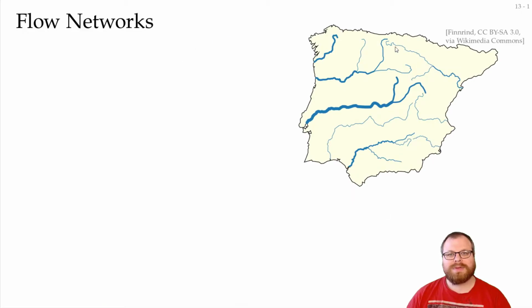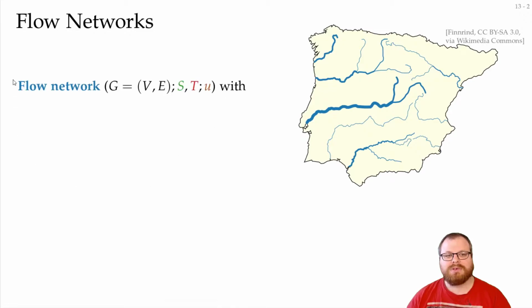A flow network might look like this. We have here the largest rivers from the Iberian Peninsula. And if we look at this, we always have some sources where the water comes from, and we have some sinks where the water flows to, which is usually the ocean. We can model this flow of water by a graph.